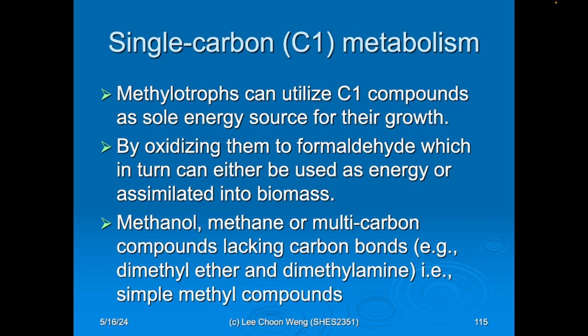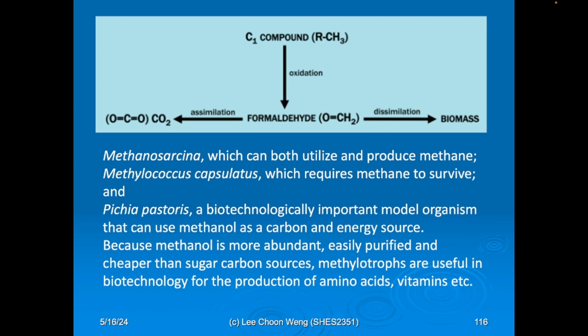So methylotrophs utilize C1 compounds by oxidizing them to formaldehyde, which in turn can either be used as energy or is assimilated into biomass. Here we can see C1 compounds being oxidized to formaldehyde and then used either as energy or biomass.